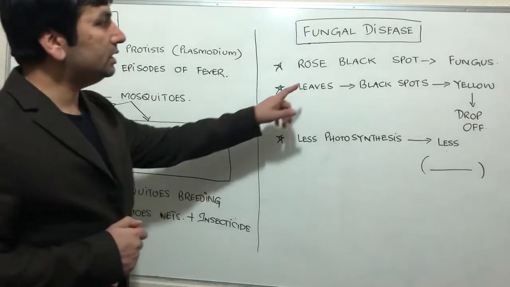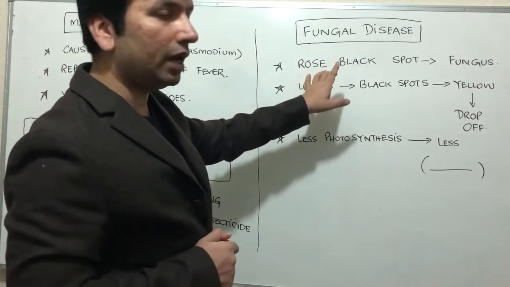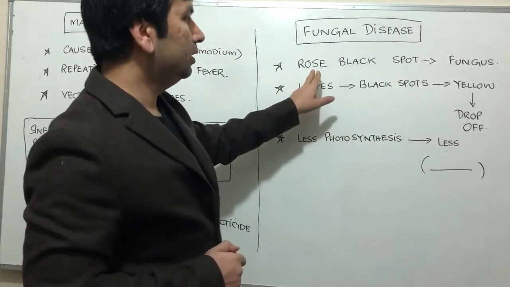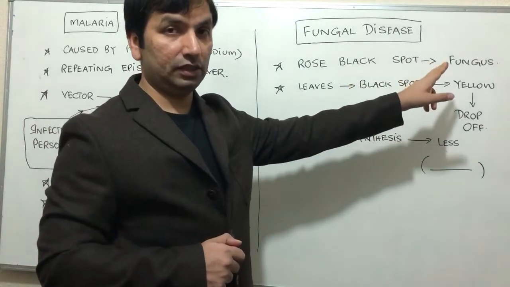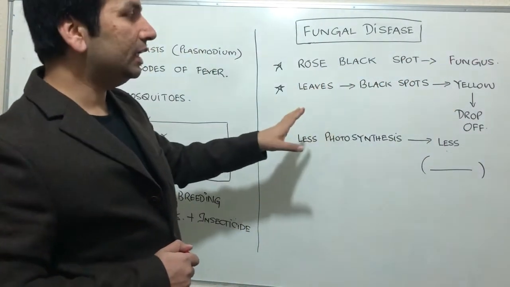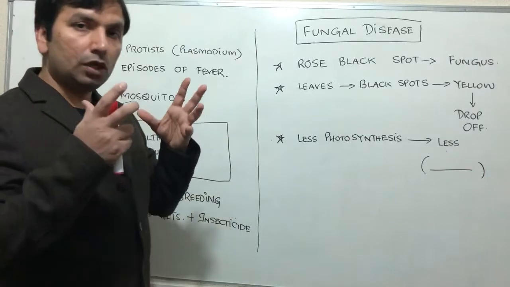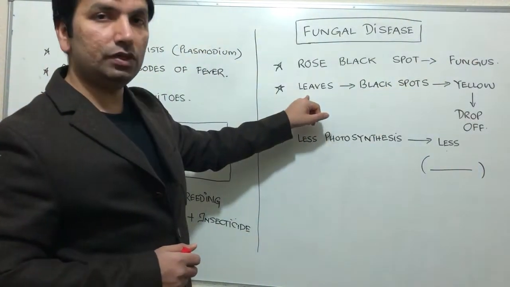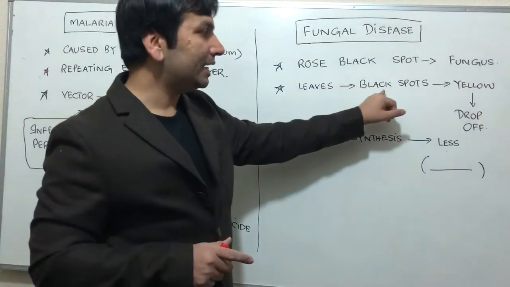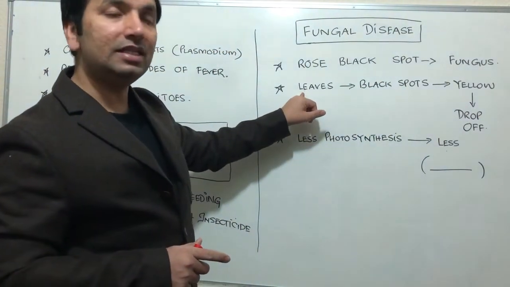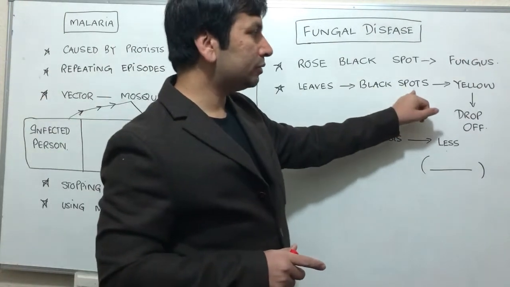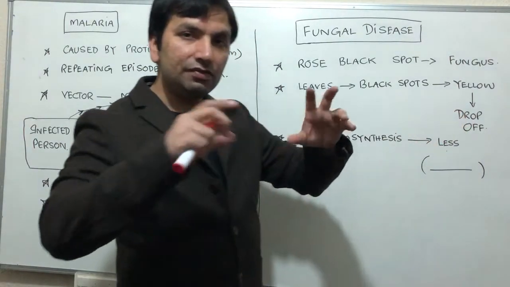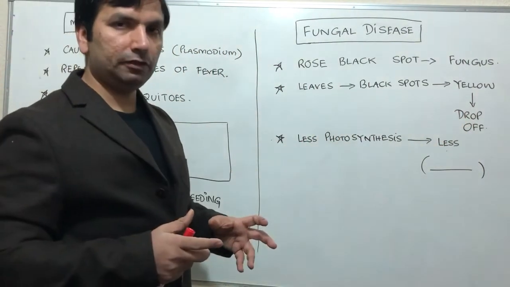And the other disease is a fungal disease of plants, which is caused by a fungus called rose black spot fungus. From the name, it is very clear that the rose plant gets black spots on its leaves, and then these black spots turn yellow. After turning yellow, the leaves start dropping off.